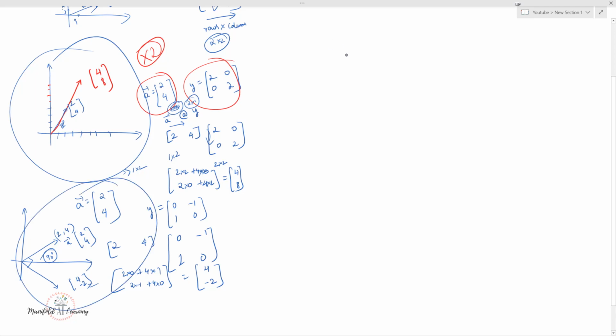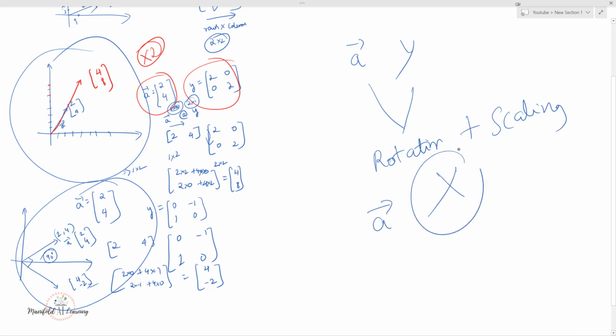So in general, if I have a vector A multiplied with a matrix, I can do two things: one is a rotation and the other one is scaling. This is the important thing that I want you to remember before you start learning about eigenvectors and eigenvalues, guys. When I multiply my matrix with a vector, I'll do only two things: rotation and scaling. That's it, guys.